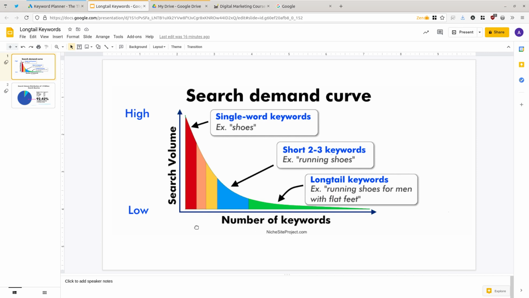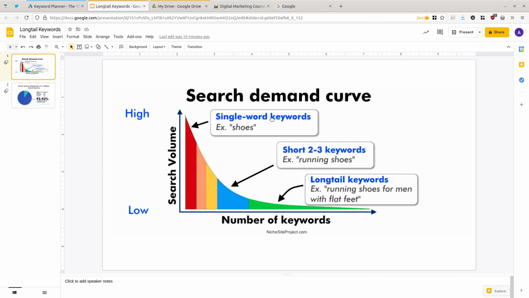This is the search demand graph, or search demand curve, and I'll walk you through how this whole graph works. On the left axis, we have search volume, which is how many times a specific keyword is being searched on a monthly basis. Let's say low indicates 0. Obviously, we start from 0. And high means it could be in the hundreds of thousands or probably even millions.